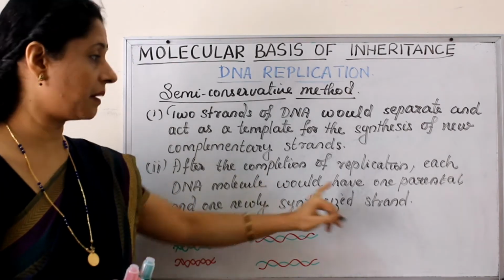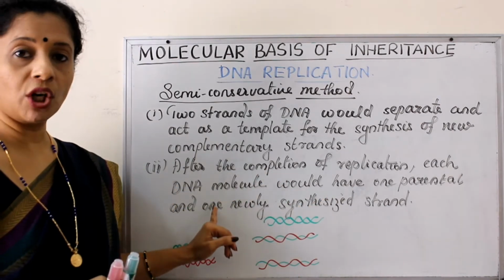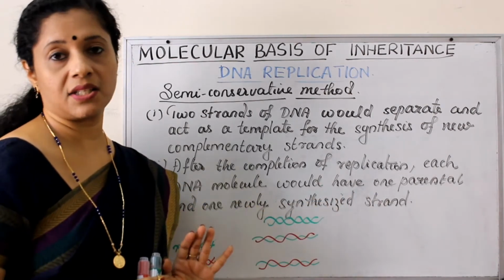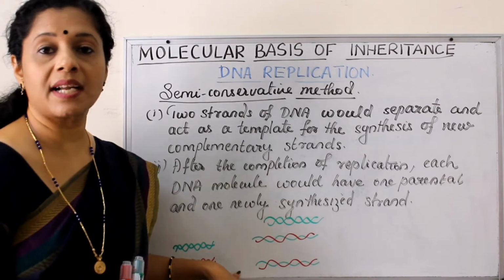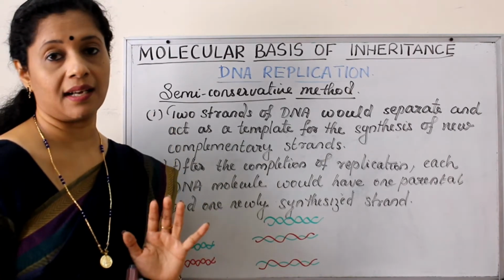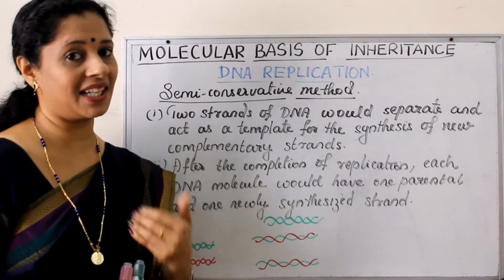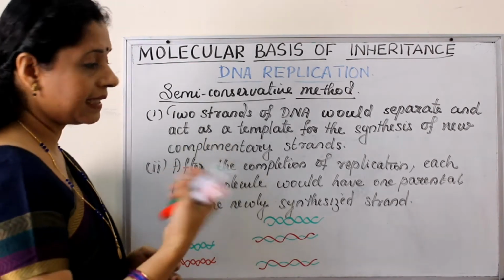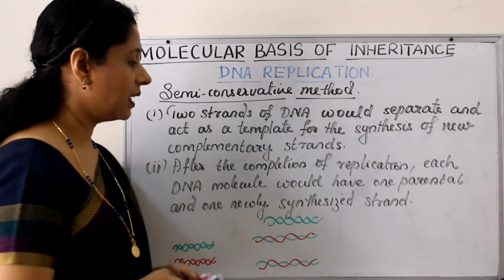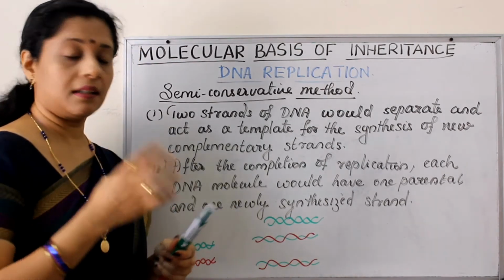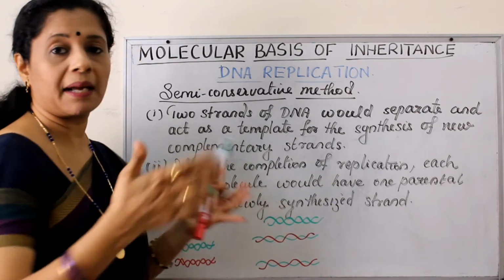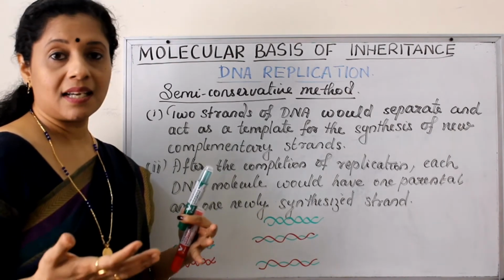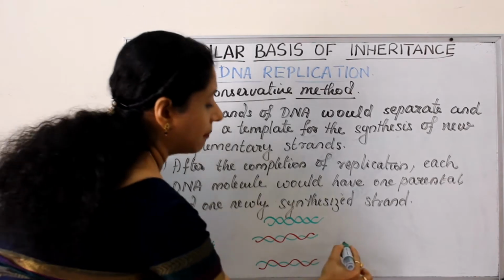After the completion of replication, each DNA molecule would have one parental and one newly synthesized strand. Here, one of the parental strands is present in each new DNA. That's why it is called semi-conservative. Not completely conserved, but partially conserved. That's called semi. Then there is a third method called the dispersive, where the parental DNA will fragment into many pieces and then they replicate and randomly join back.